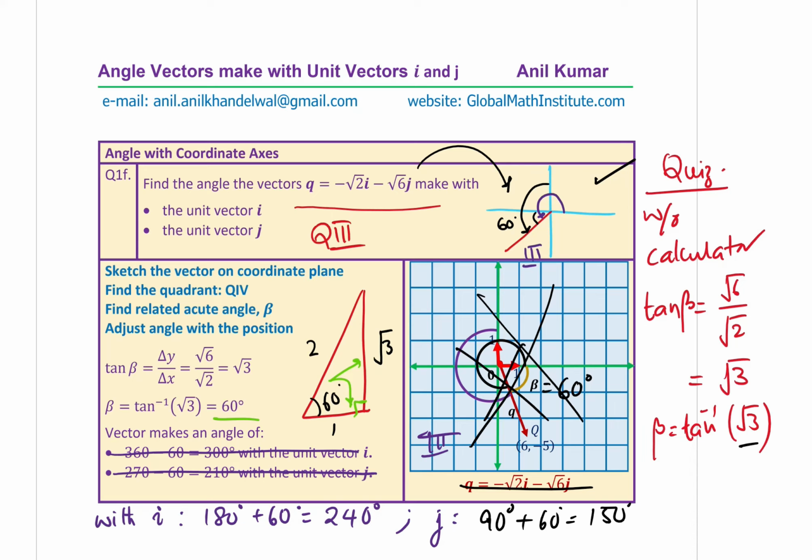So clearly, in this particular case, once you find the related acute angle, you can find the angle which it makes with i and with j. As shown here, the angle with i will be 180 degrees plus the acute angle, and the angle with j will be 90 degrees plus the acute angle 60, and that is how you get your answer.